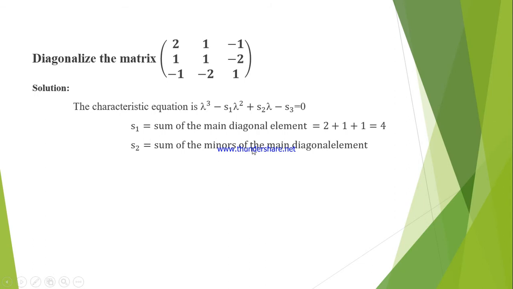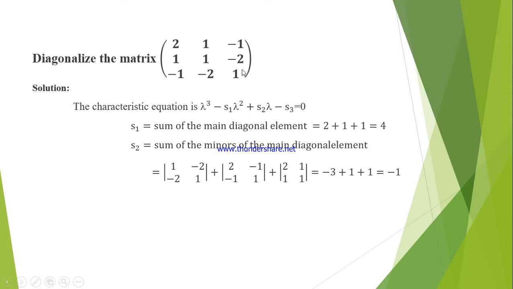S2 is the sum of the minors of the main diagonal elements. Minor means you first choose the diagonal element, and remove the corresponding column and row. We get this, 1, minus 2, minus 2, 1. Find the determinant for this one. Plus the next minor, for the next diagonal element 1. We remove the corresponding column and row. We get 2, minus 1, minus 1, 1.